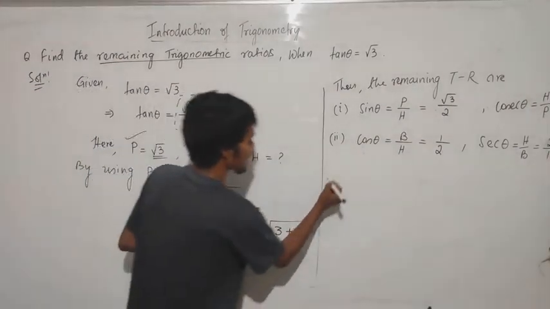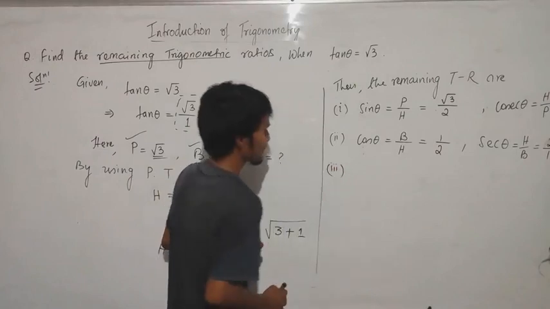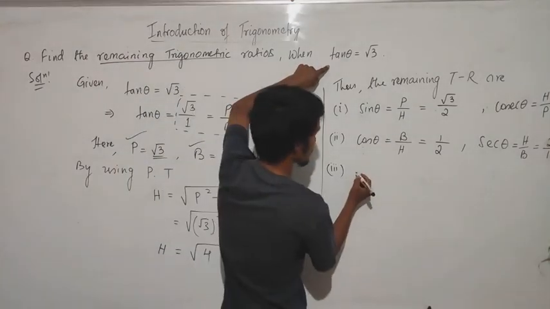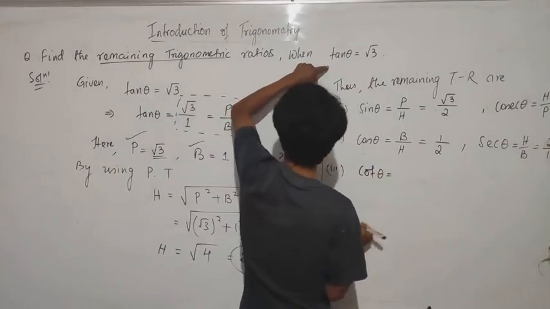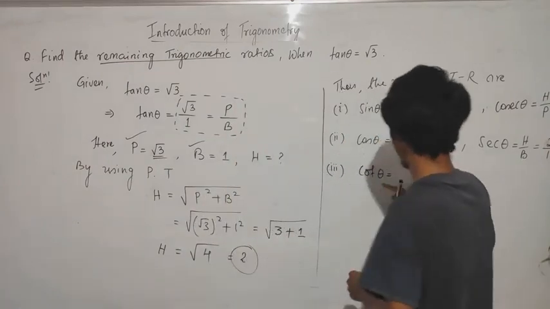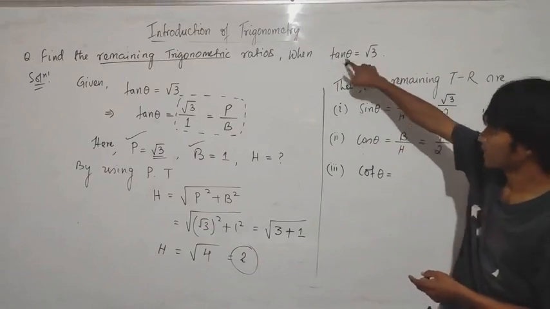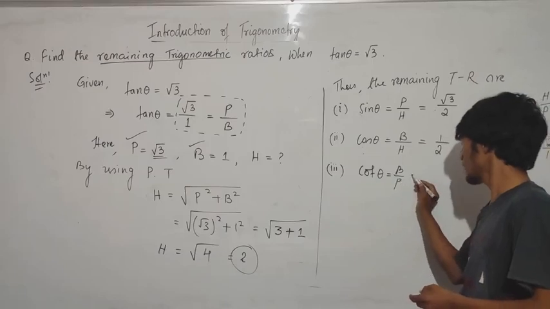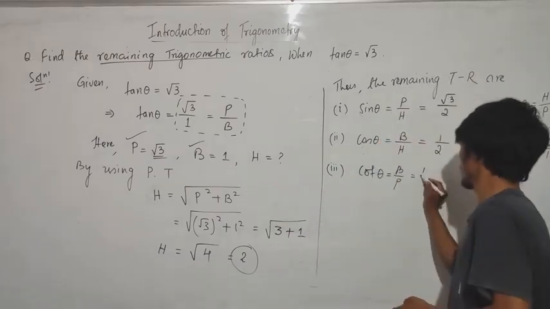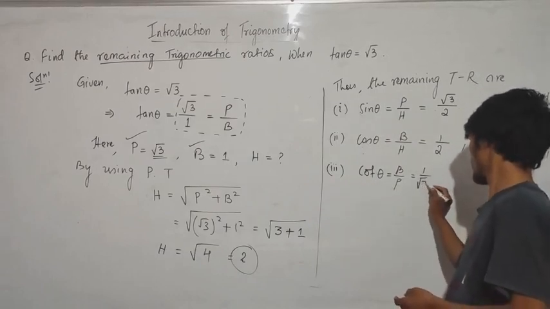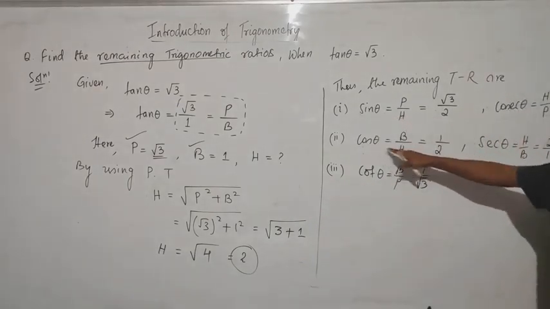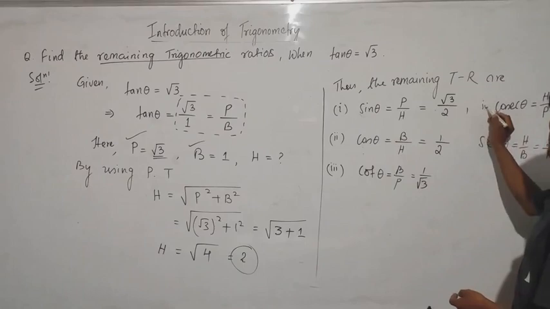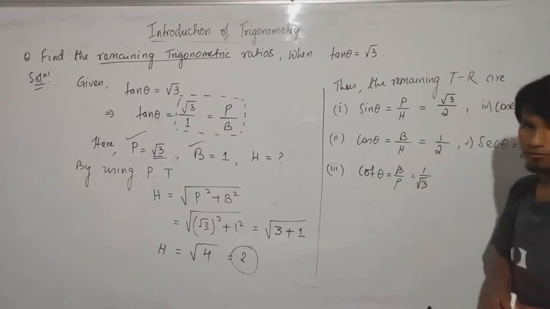Okay, the next, number 3 will be tan. Tan we already have. Then what is left? Cot. Cot theta is equal to B by P, because cot is the reciprocal of tan. B here is 1 and P is root 3, so cot theta is 1 by root 3. This will be number 4, and this will be number 5.